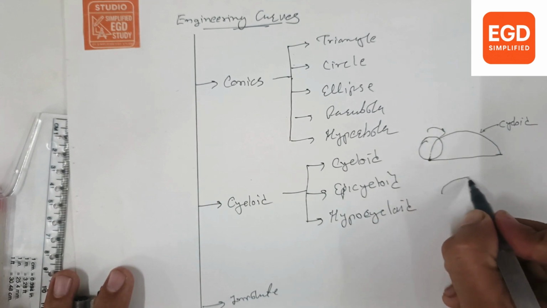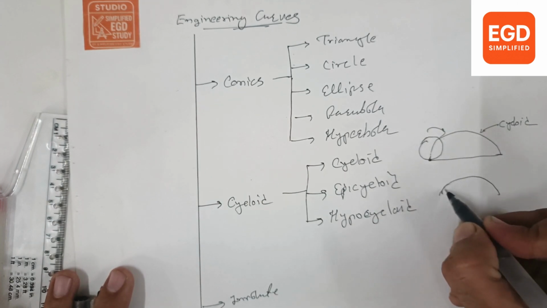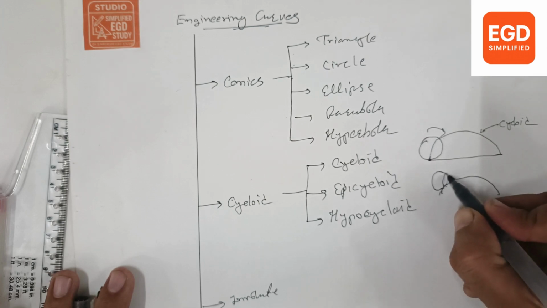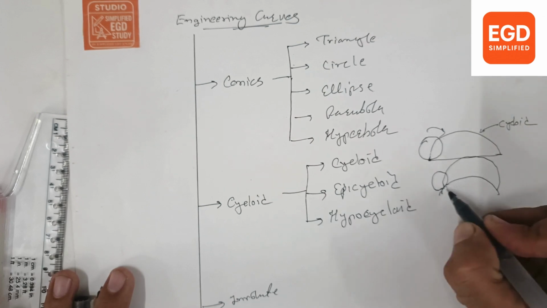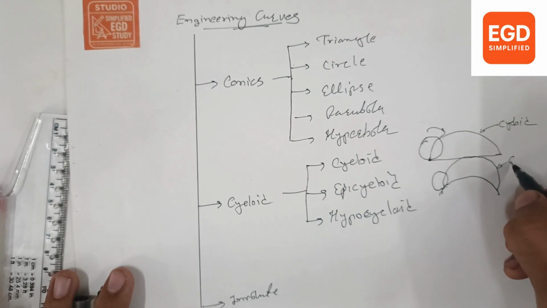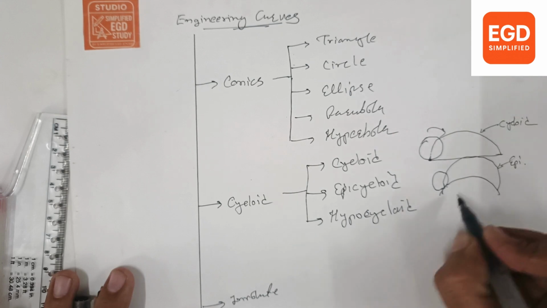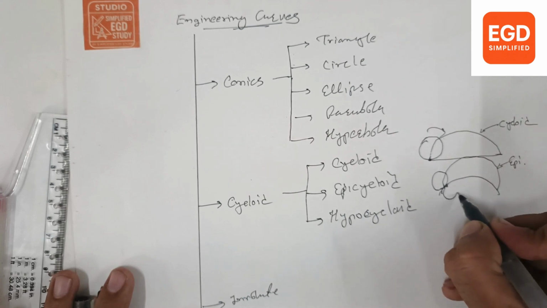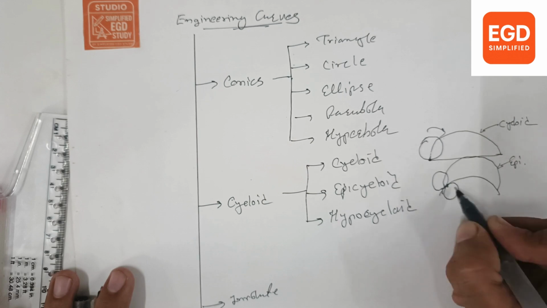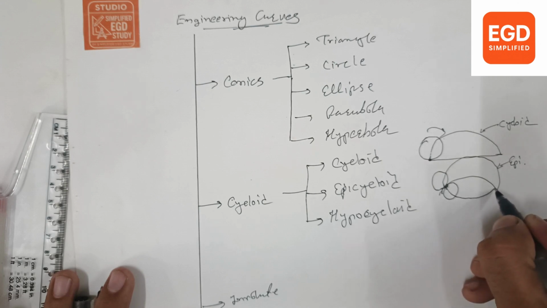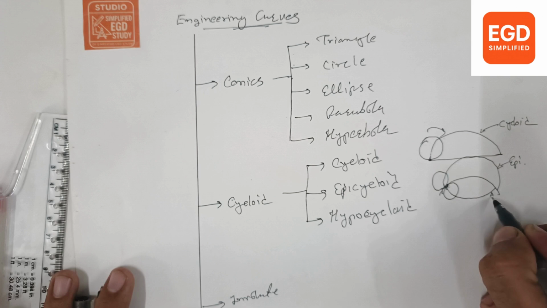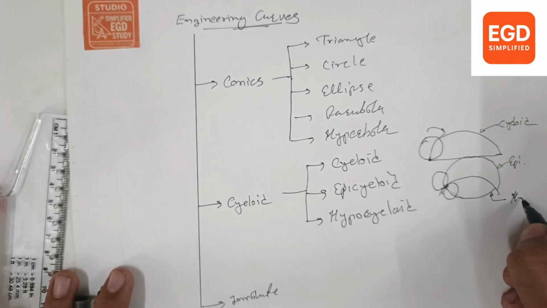Suppose there is a circular entity over which another circular entity is rolling without slipping for one revolution. At that time, the path traced by the point is called an epicycloid. And if an entity is rolling inside this circular entity for one revolution, the path traced by that point is called a hypocycloid.